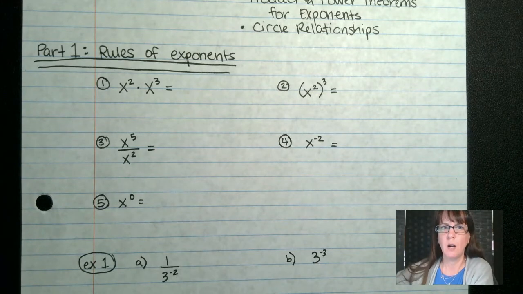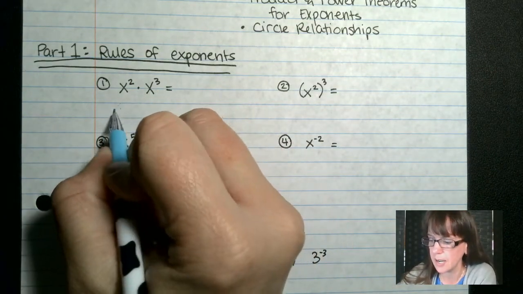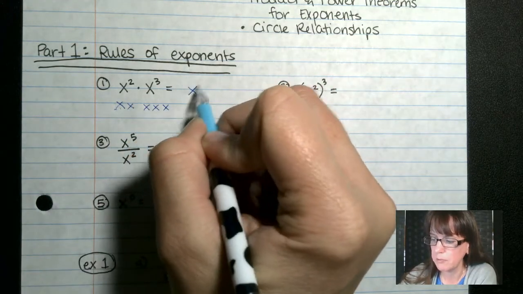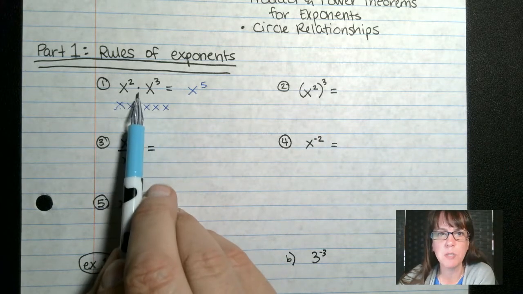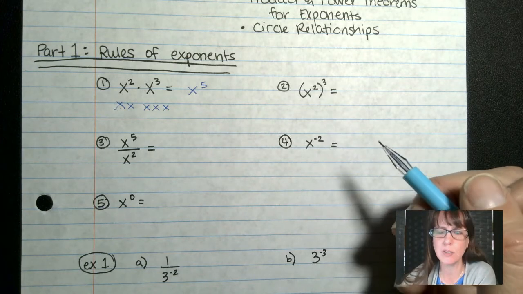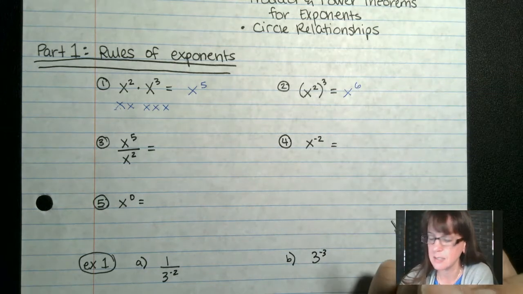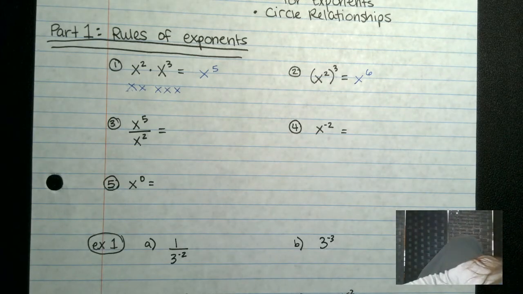Remember, when we have x squared times x to the third, really what that is is x squared, and then 3 more x's for a total of 5 x's. So you'll see that we end up adding, even though we're multiplying those bases, we're adding those exponents. Over here, we're saying, hey, do x squared 3 times. That would result in us getting 6 x's. So we would have x to the 6th power.